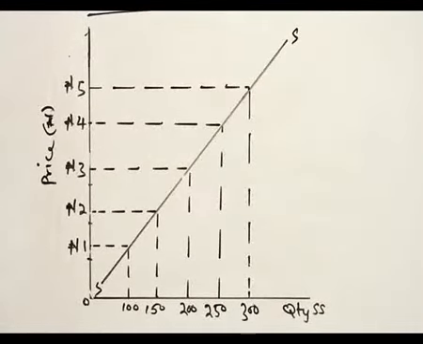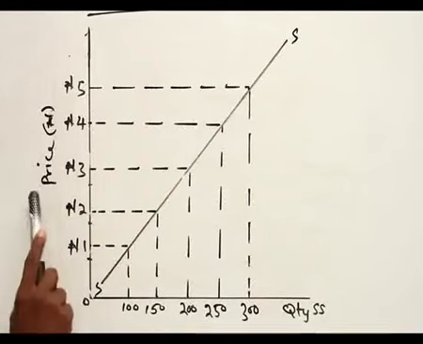Supply curve for sugar. Looking at the diagram before us, we have two axes. This price axis, this quantity axis. On the quantity axis, we have quantity supplied, and on the price axis, it indicates the price.